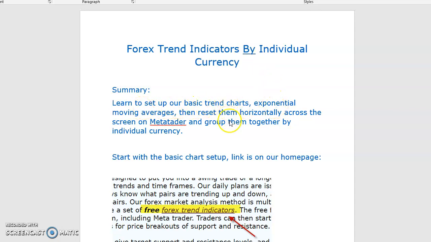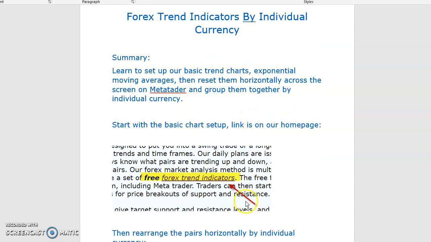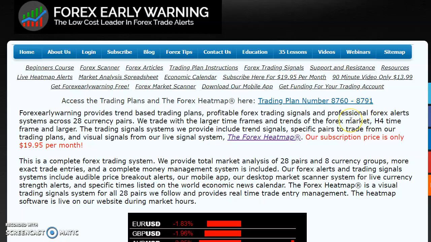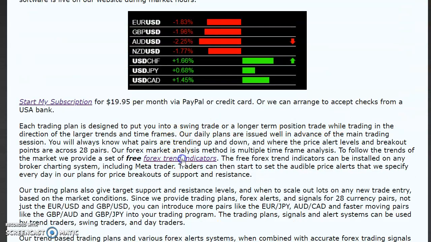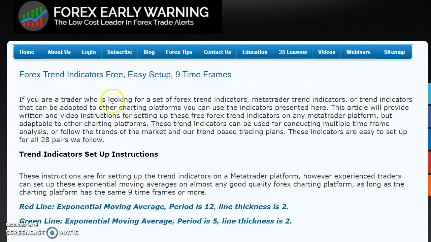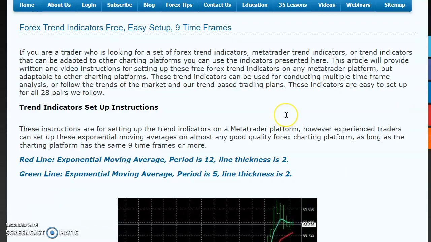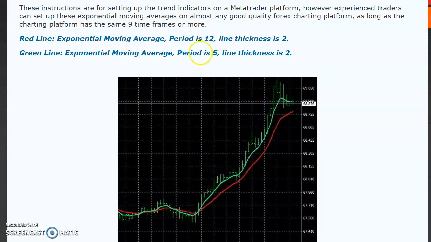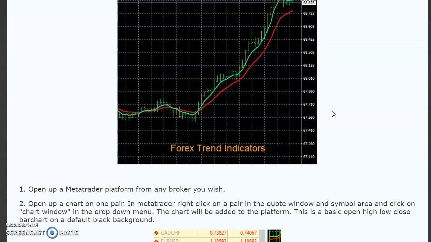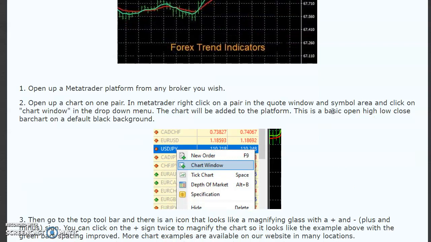So first of all, you want to set up the basic charts, the exponential moving averages. Just go over to our home page and click on this link. Okay, so here's the home forexearlywarning.com homepage. Just go to the free Forex trend indicators, click on that, and it gives you the instructions for setting up our basic chart setup, the free trend indicators. Here's what they look like. It's 2 moving averages, okay? And we show you step by step how to set those up.